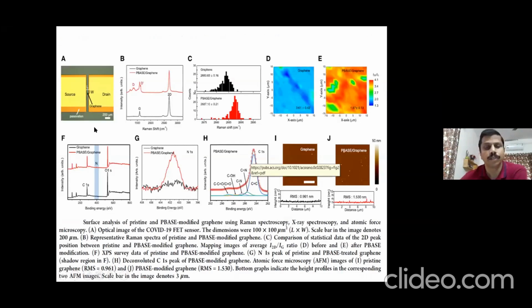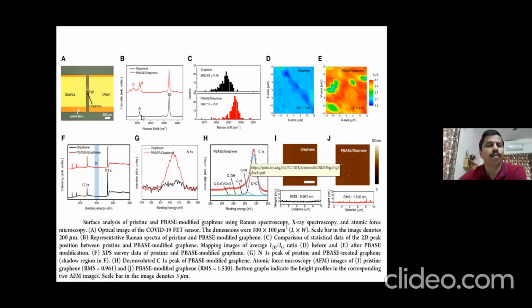So what you are seeing is some of their results. I just thought this would be very interesting for the current situation. This is the surface analysis of the pristine PBASE. There is nothing but the linking molecule, the succinimidyl ester molecule. This is your source and drain, and the graphene is here, and you have the electrodes coming out. You can see some of the characterization they did for this material.